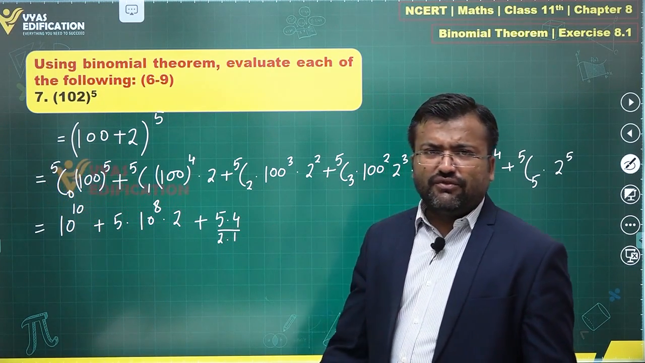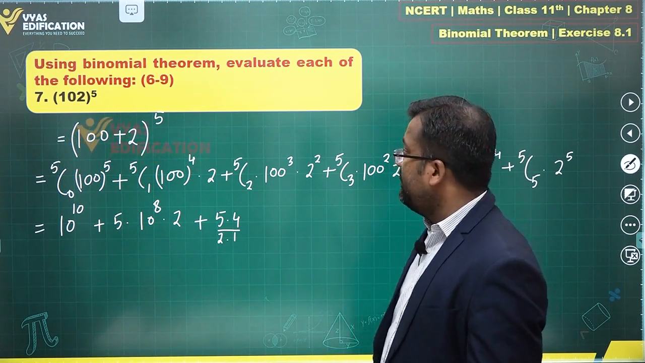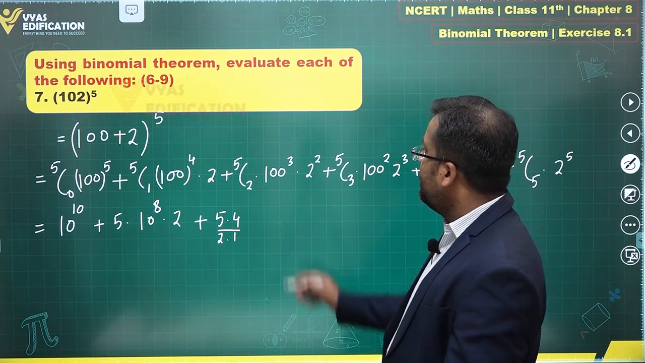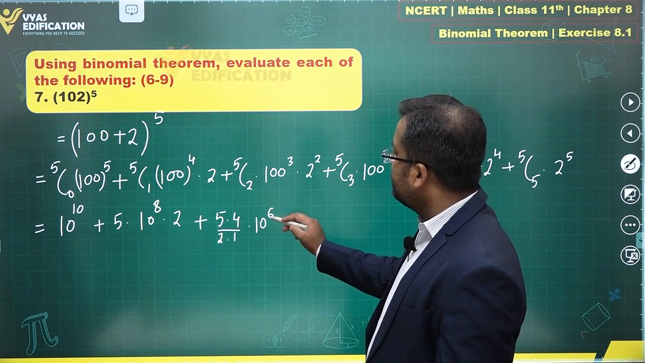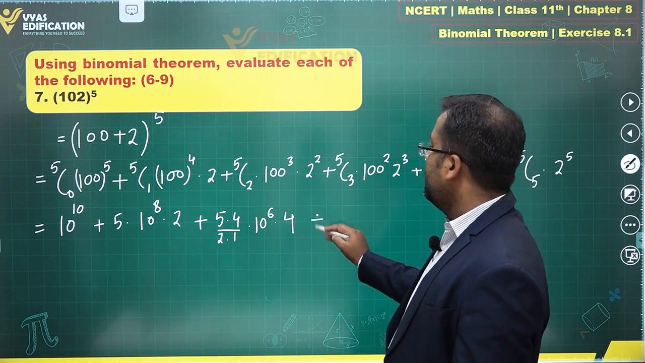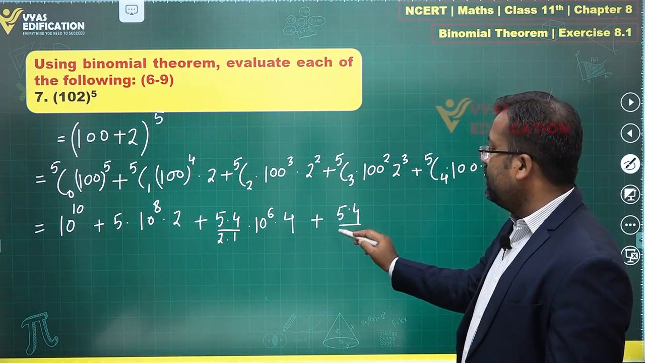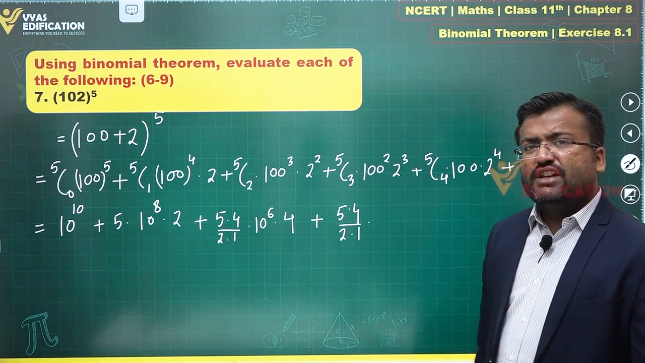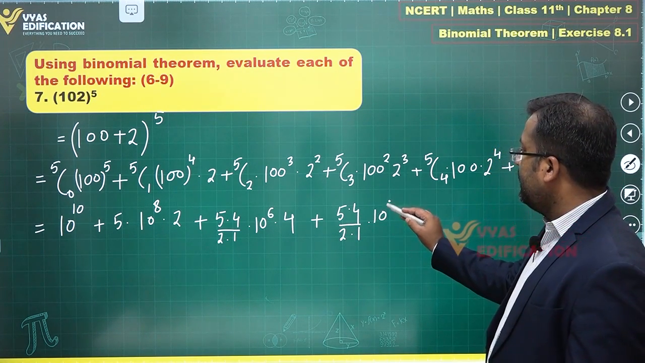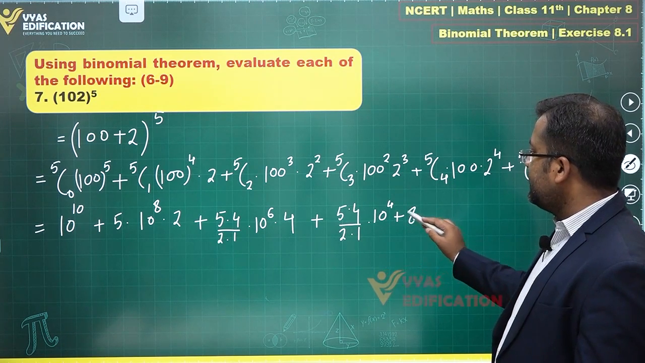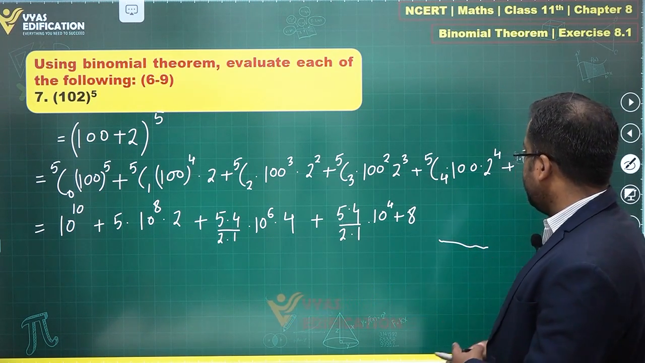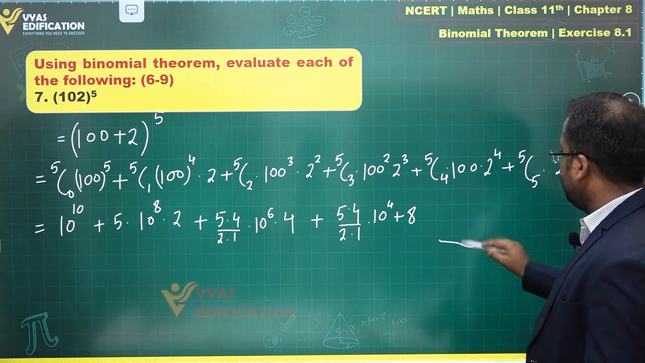By now you would have maybe remembered this value as well. 5C2 is 10 only. 100 power 3 is 10 power 6. This is 2 power 2, which is 4. Plus 5C3 is same as 5C2, which is 5 times 4 upon 2 times 1 into 100 square is 10 power 4. Plus 2 power 3 is, this is multiplied by this.